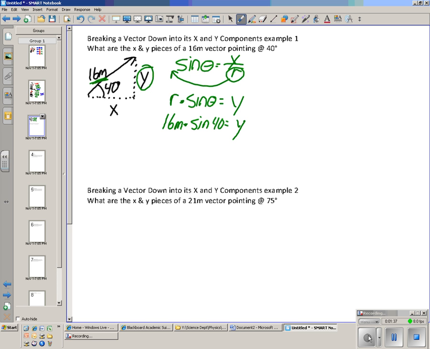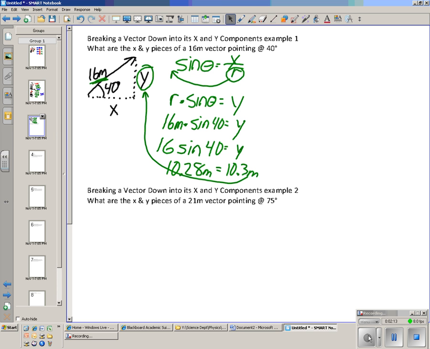So I just type into my calculator 16. I don't even need to say times. I just say sine and then tap in 40. And that will give me my y value, which is equal to 10.28 meters, or with just 3 sig figs, that would be 10.3 meters. Okay, so that is this value.